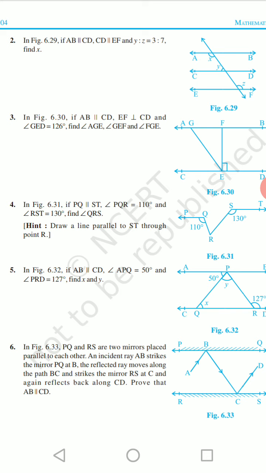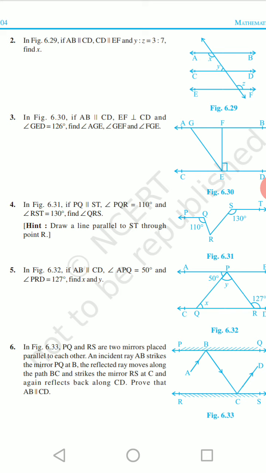So friends, in our last video we finished question number 1 from exercise 6.2. Now let me see exercise 6.2 question number 2. In question number 2 the figure is given, and it is given that y is to z is equal to 3 is to 7. So we have to find the value of x.